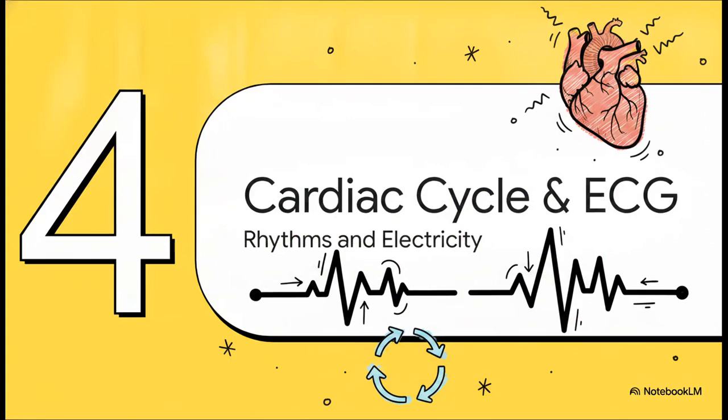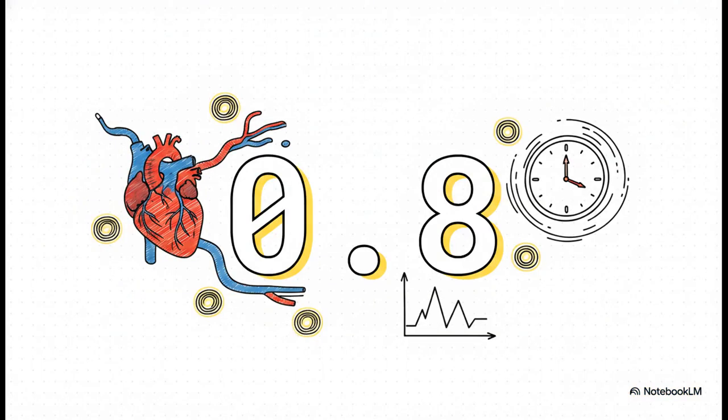Let's shift our focus a bit. Section 4, Cardiac Cycle and ECG, the rhythms and electricity. I want you to anchor this absolutely unforgettable decimal into your memory right now. 0.8. Think about it. If a normal human heart beats 72 times in 60 seconds, simple math tells us that a single beat takes exactly 0.8 seconds. This tiny 0.8 second window is the exact duration of one complete normal cardiac cycle.